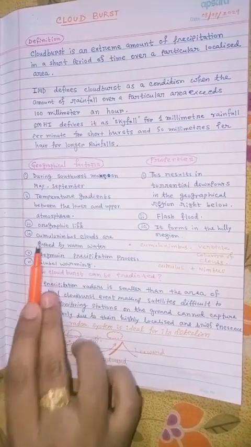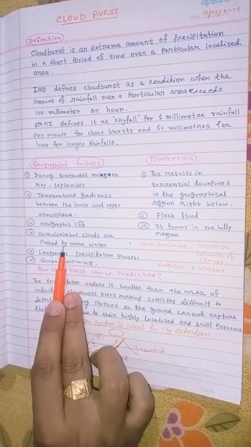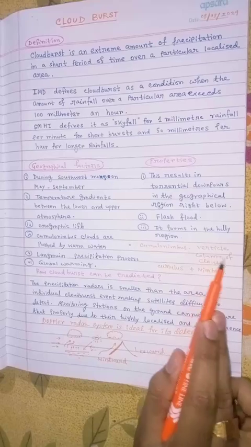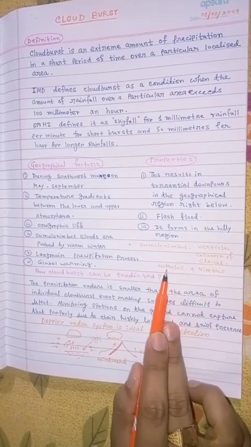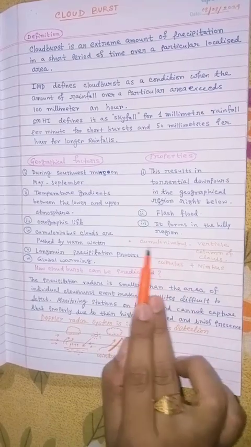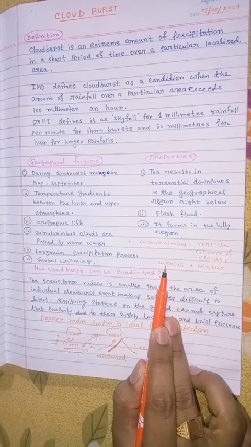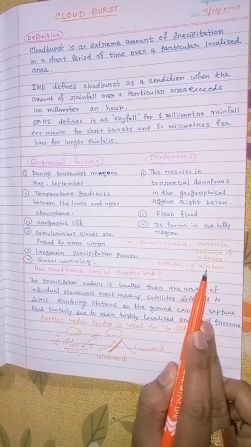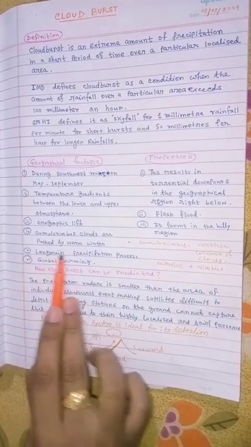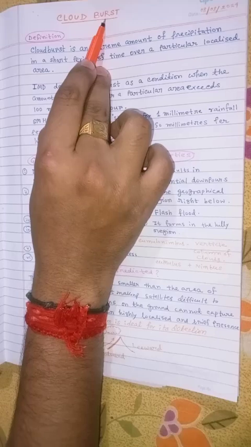Next comes the cumulonimbus clouds pushed by warm water. Cumulonimbus clouds are vertical columns of clouds. Cumulus and nimbus both form the cumulonimbus cloud. Cumulus means white and fluffy cloud, whereas nimbus means dark and black clouds. Together, cumulonimbus clouds are pushed by the warm water, which is a factor for the formation of cloudbursts.